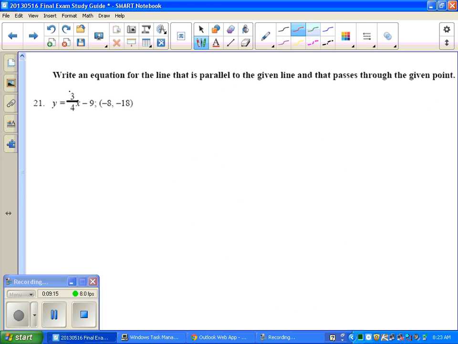21 says write an equation parallel to this that passes through the point that is given. In order for it to be parallel, just like the last question, it has to have the same slope. So if you look at this first equation, y equals mx plus b, we know that the slope of our first equation is 3 over 4. So it has to have 3 over 4 as its slope. We also know that this is our x and this is our y value. So we have y equals mx plus b.